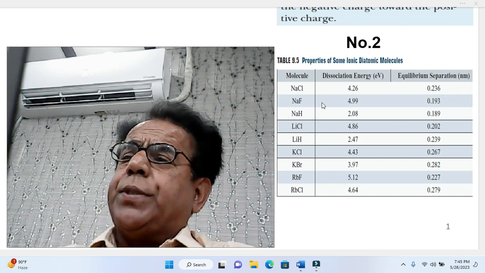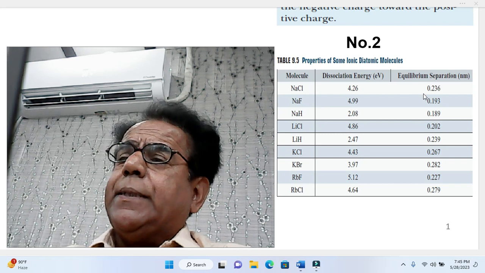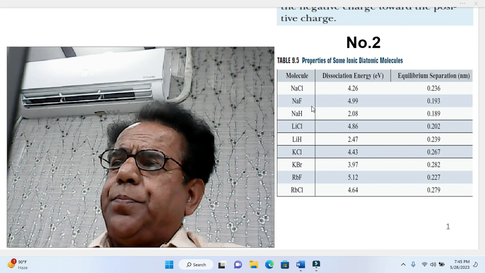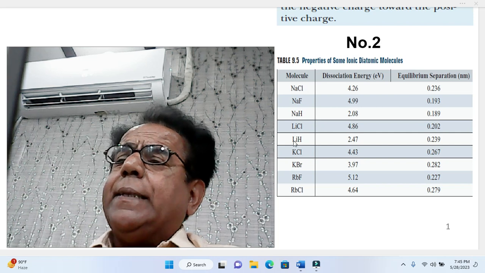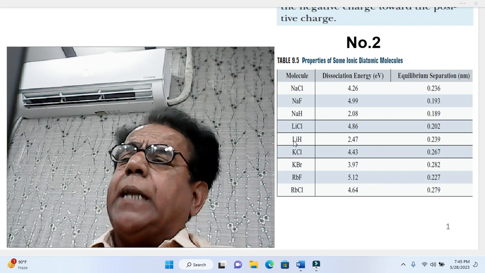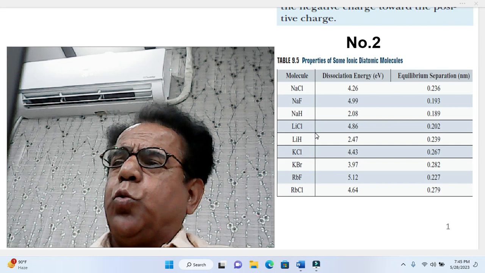In other books this table may or may not exist, and some of these molecules may be present and some other molecules might be included in this table as per discretion of the author of the book, okay.